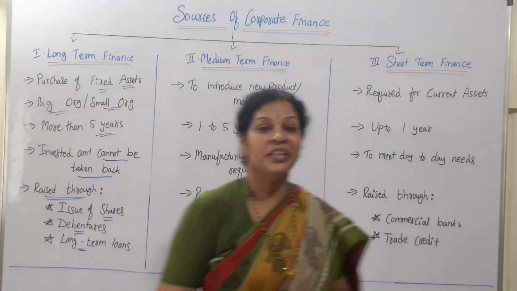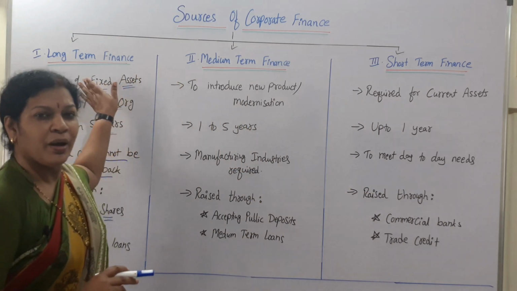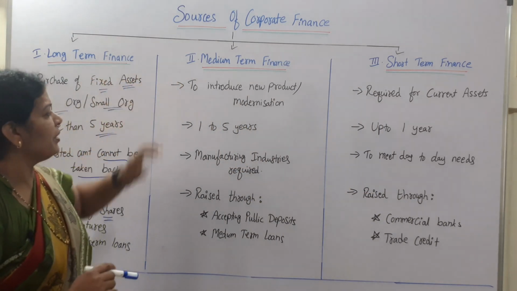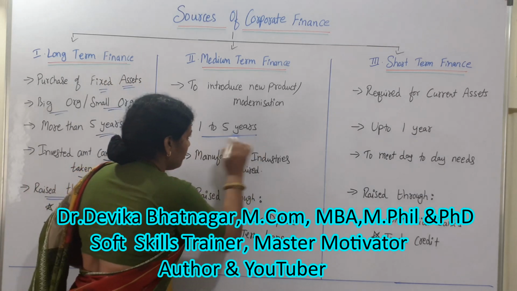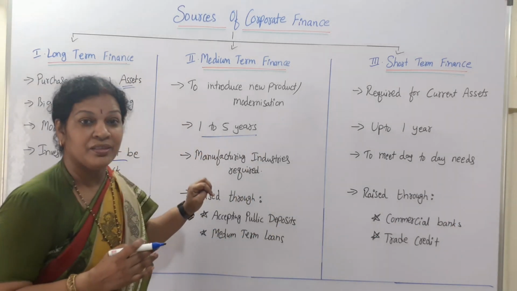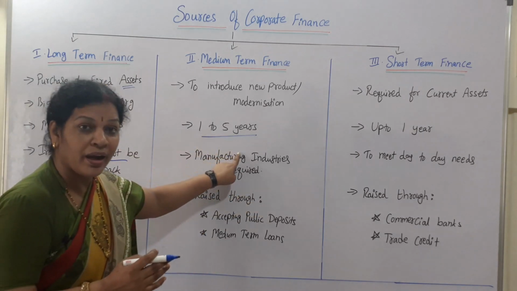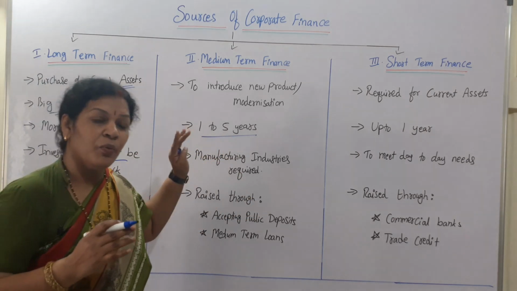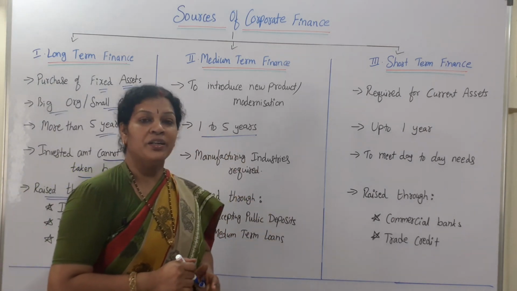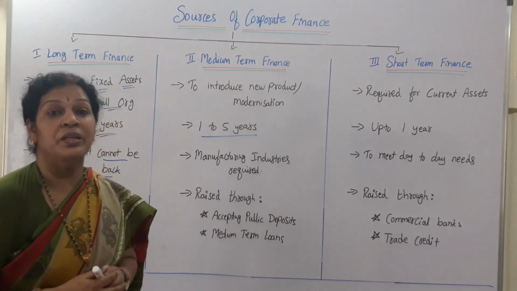Next, medium term. Medium term finance means it is above 1 year and below 5 years. If it is above 5 years, that will be long term. Whenever you need finance for above 1 year and below 5 years, we can say it is a medium term finance.